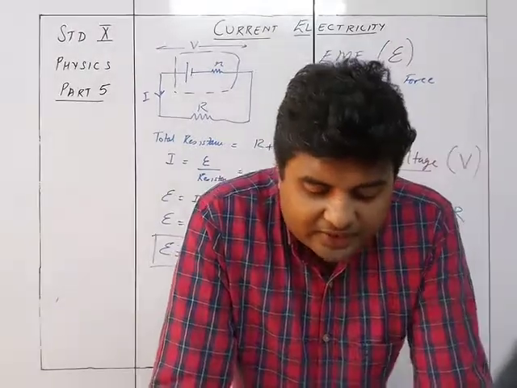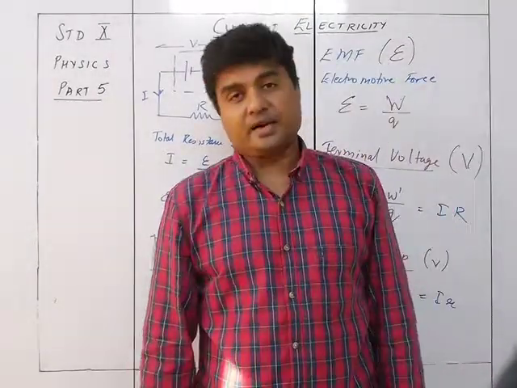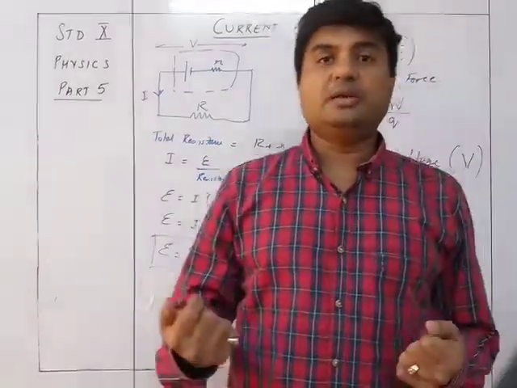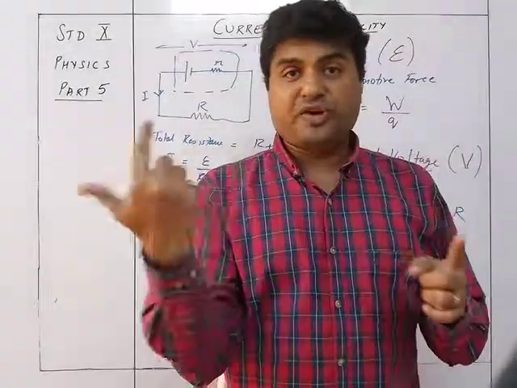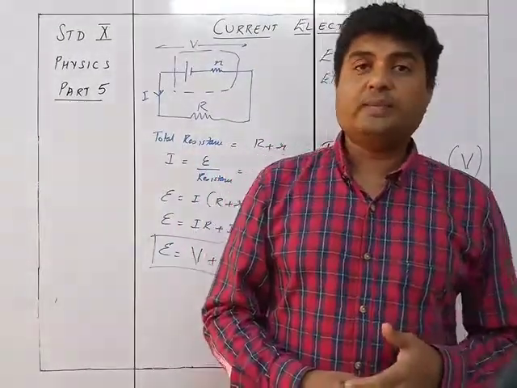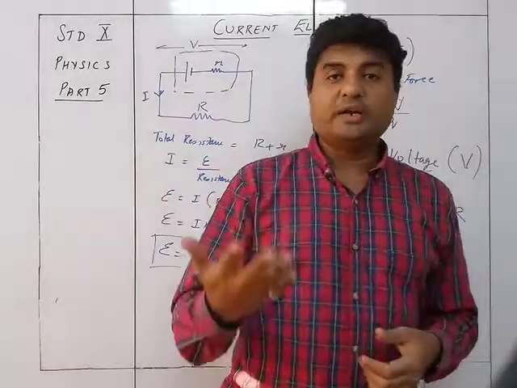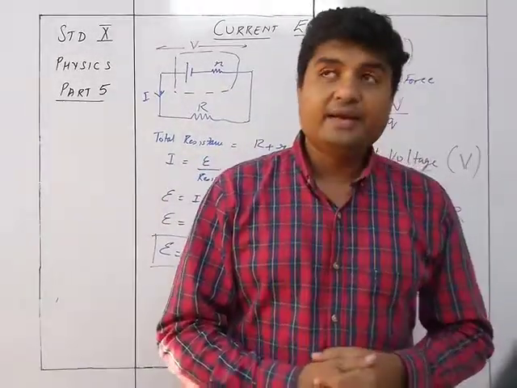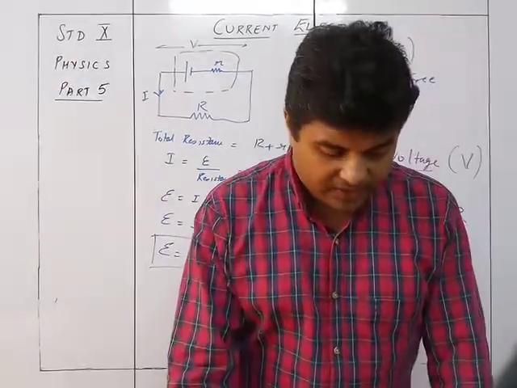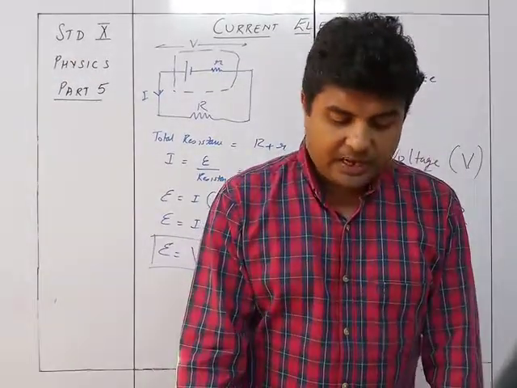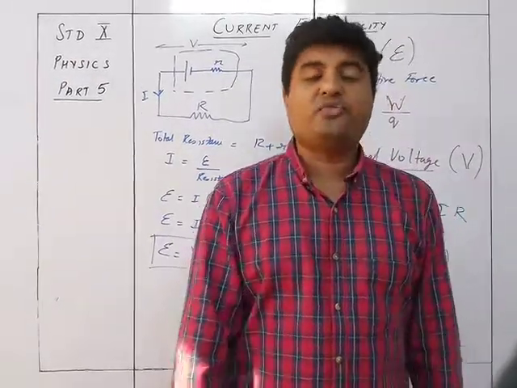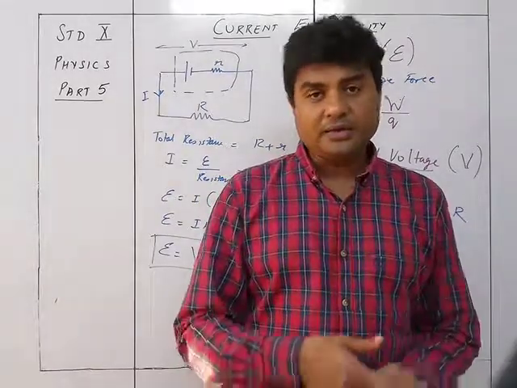The temperature of the electrolyte: higher the temperature, lesser is the internal resistance. So more the temperature, lesser the resistance, because it will be much faster for the ions to move. That's because they will have more kinetic energy as the temperature is higher. So more the temperature, lesser the internal resistance. So that was about the internal resistance. Now we will see about the combination of resistors. So that we'll take it in the next video.